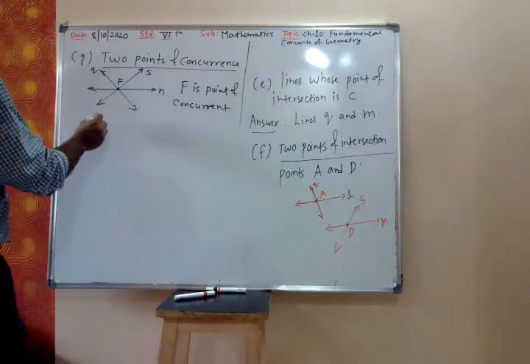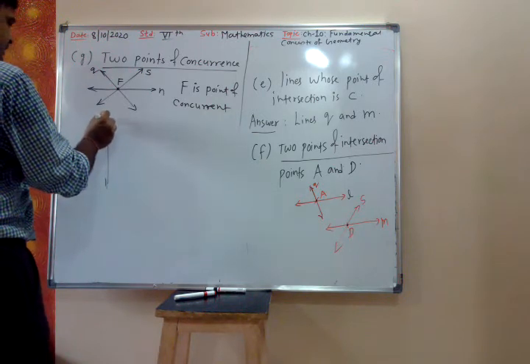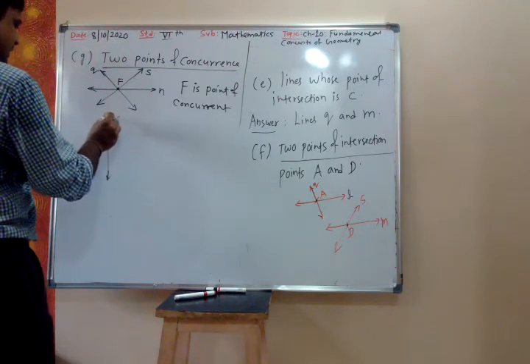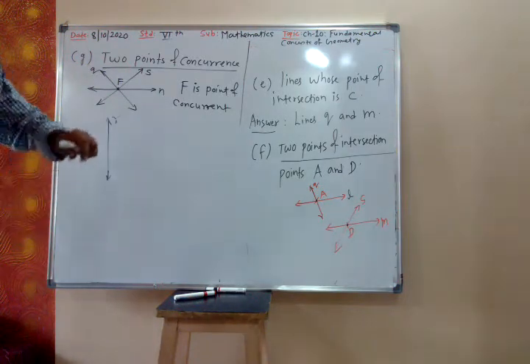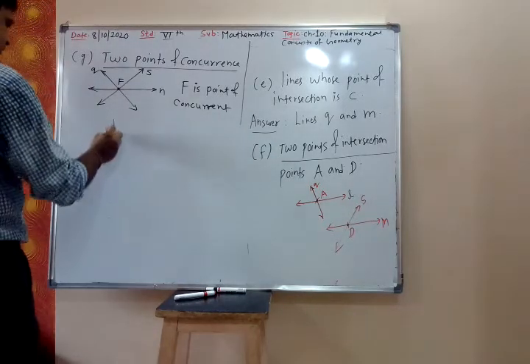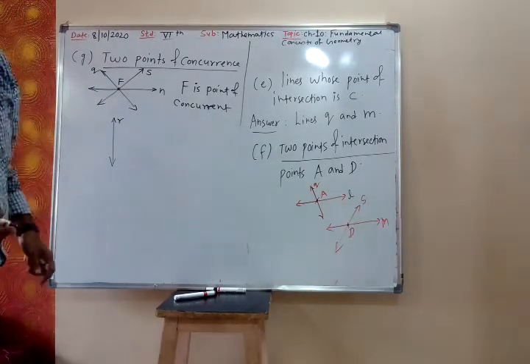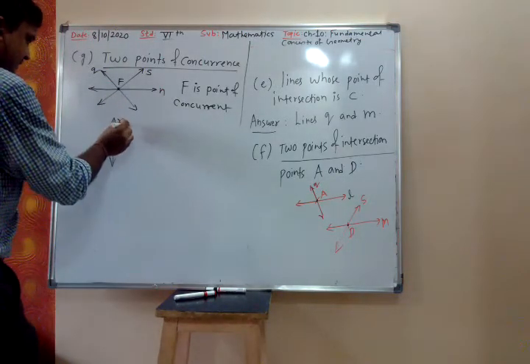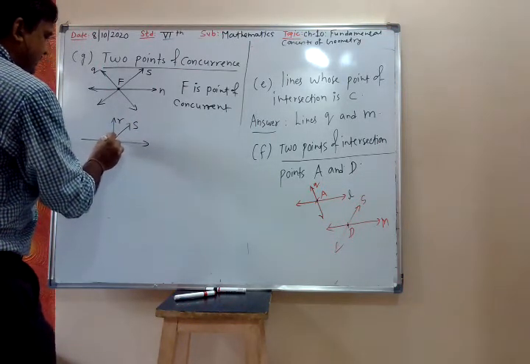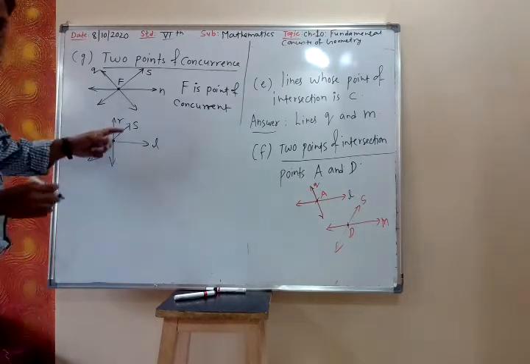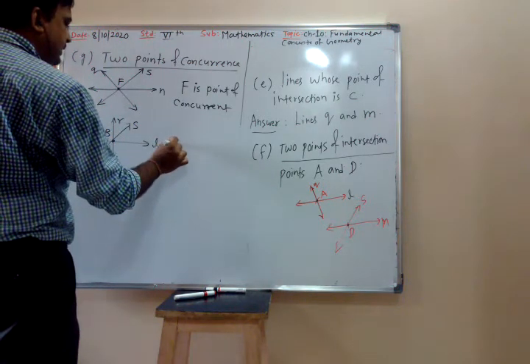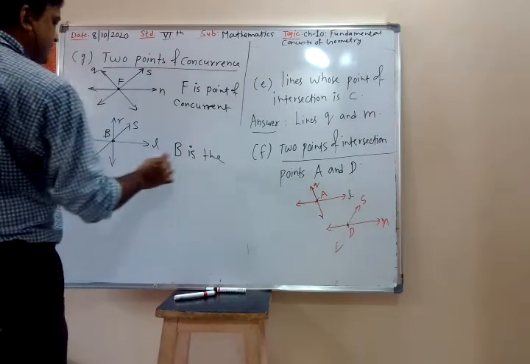Now let us take the line R. This is my line R. Then this is my line S. And this is my line L. So R, S, L, they meet each other at point B. So point B is the point of concurrence.